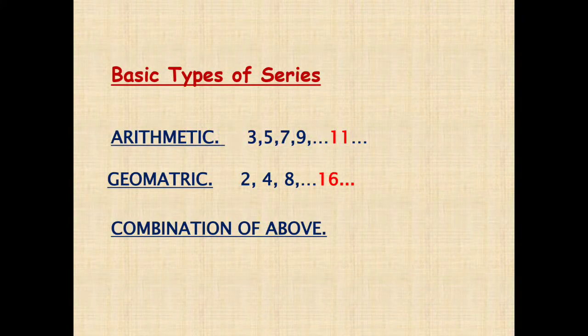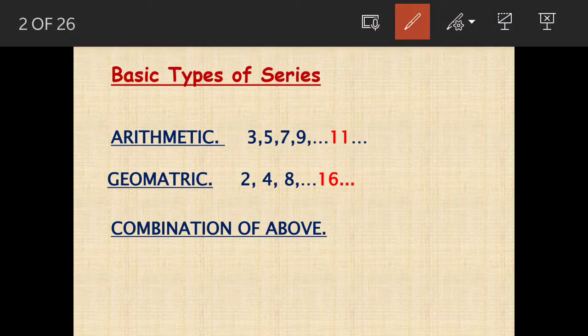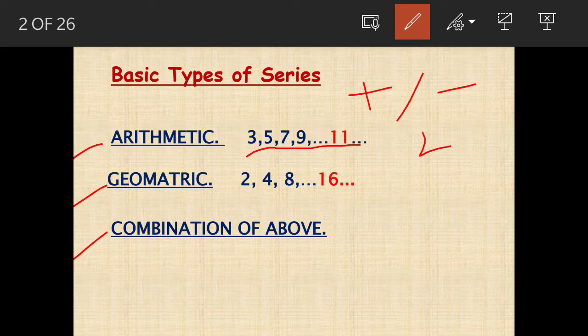Now we'll see the types of series first. There are actually three types of series: arithmetic, geometric, and combination. In arithmetic series, the numbers vary from each other either by addition or subtraction. Like here, you can find each number is varying from the previous number by +2. So this is a kind of arithmetic series.